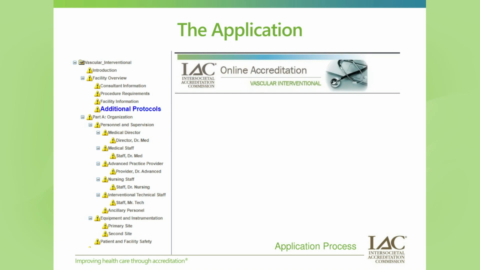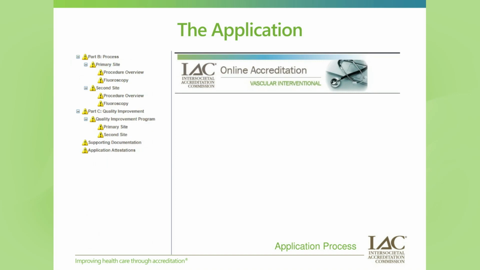In the application, you'll see this tree on the side, and this is where you'll enter your information for the procedure requirements. It'll have you attest to the volumes for your medical staff. You'll be attesting to CME. You'll be entering your equipment, all your staff information, your quality improvement, and any fluoroscopy information about the medical physicist. All of that will be in here.